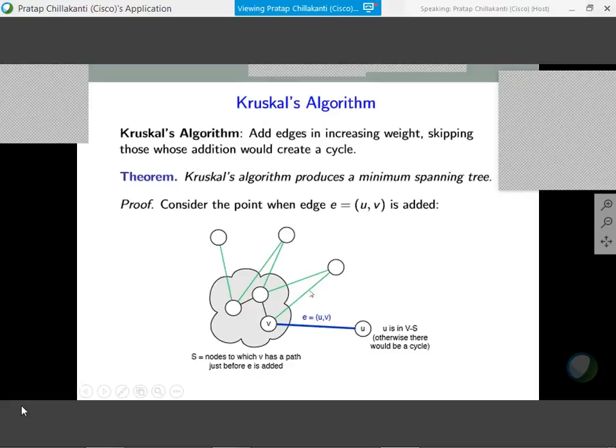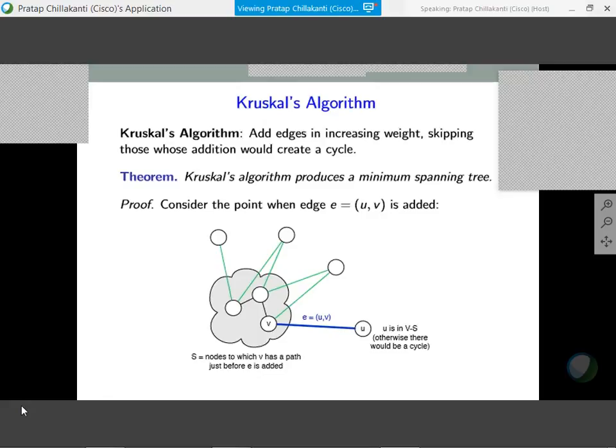When you are adding this edge, you have to make sure that there is no cycle. Because if V is already in this set and you're adding another edge UV, you can show that UV forms a cycle. And as long as you don't form a cycle, you can come up with the minimum spanning tree in Kruskal's algorithm.